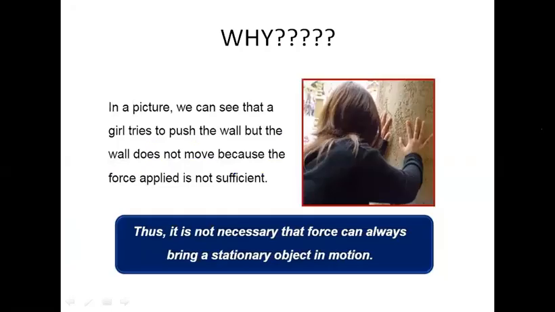So let's talk about an exception also. Like you can see in a picture, a girl tries to push the ball, but the ball doesn't move because the force applied is not sufficient to push the ball. So thus, it is not necessary that force can always bring a stationary object in motion. That is one of the exceptions of the effects of force.